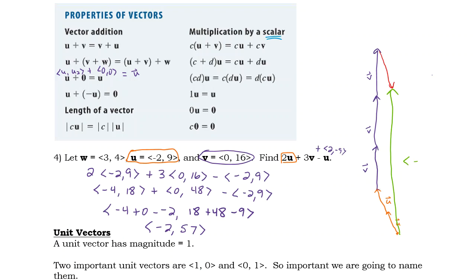So the components of this are supposed to be negative 2, 57. I mean, with my rough sketch, that's pretty good. Like, you know, it's left 2, up 57. That's pretty close. Alrighty, next thing we're going to talk about is unit vectors.